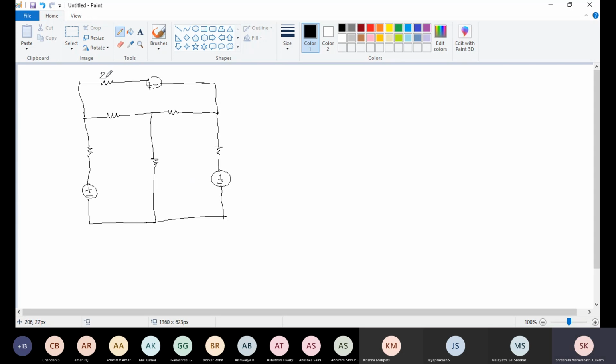This is given as 2 ohm, 4 ohm, 6, 2, 4, 6. Then this is 8 volts, 6 volts, 12 volts. They given this one loop current IL1, means this is loop 1. This is loop current IL2, means loop 2. This is IL3. Means total how many loops are there?